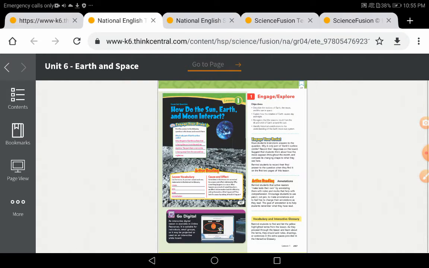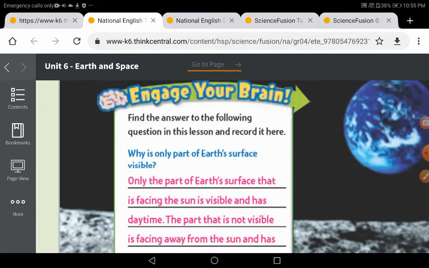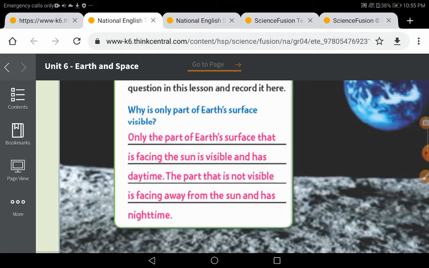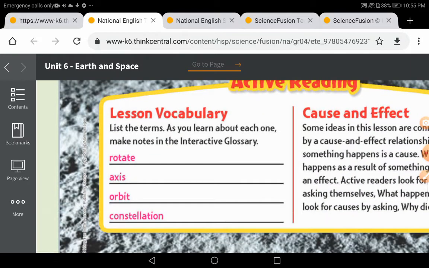Okay, now let's see the answer for this question. It's because that part is facing the sun, which is visible and has the daytime, while the part that is not visible is facing away from the sun, so it has night time. The vocabulary words for this lesson are rotate, axis, orbit, constellation.